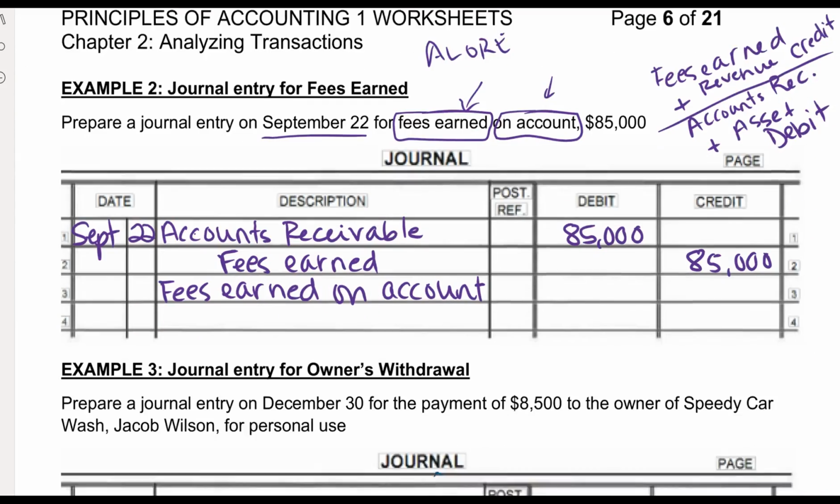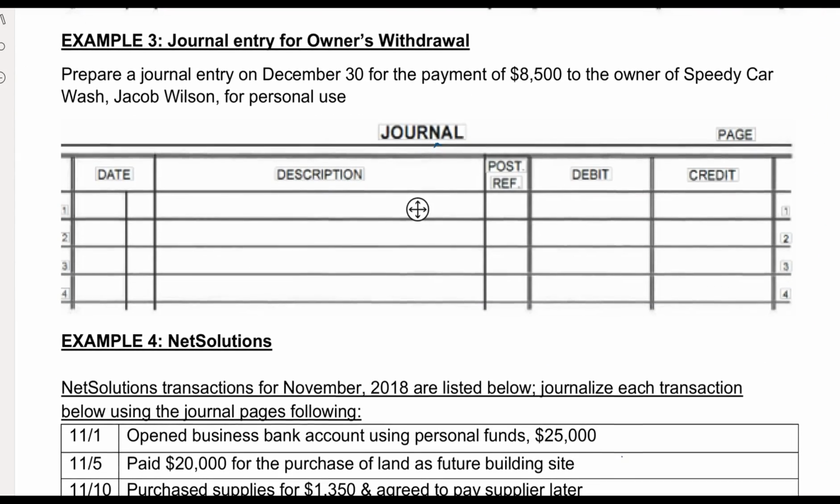We won't be writing descriptions in a lot of our work simply because it just takes time. They are important in a business, but for our exercises, we will omit them quite a good bit of the time. So you will see in your instructions in Cengage that it will often say omit descriptions, and that's what it means.